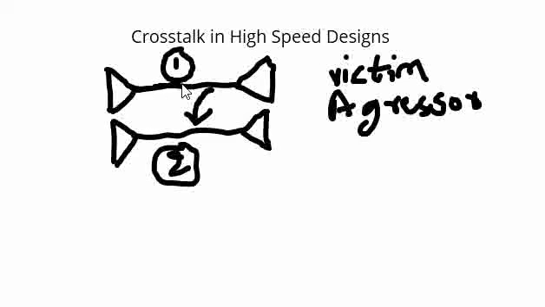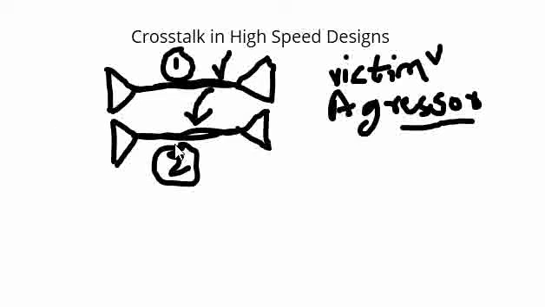In these two signals, there is one whose energy gets coupled onto the other's trace, right? The trace whose energy gets coupled to another trace is called the aggressor, which causes the crosstalk, and the second trace is called a victim because it is a victim of the crosstalk.